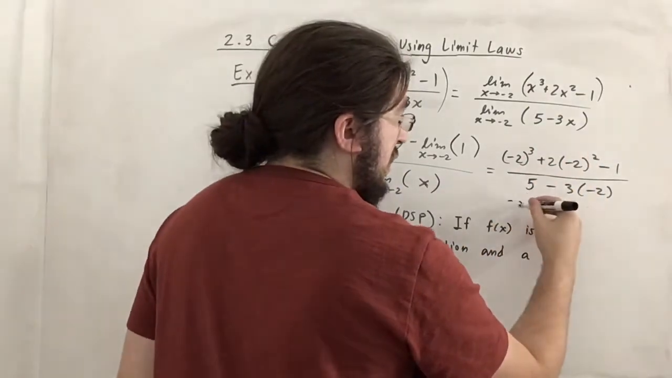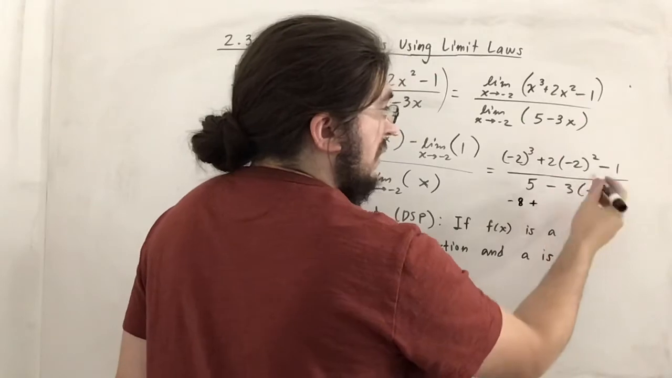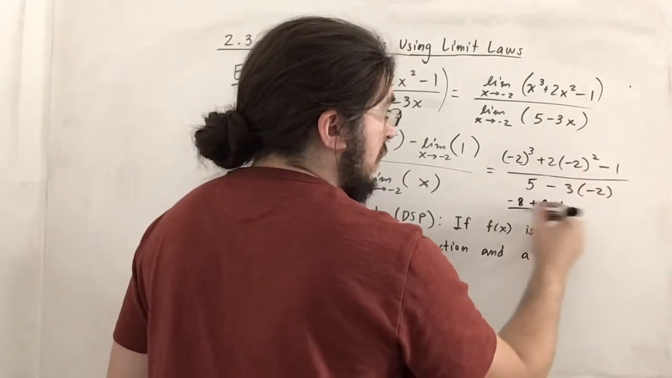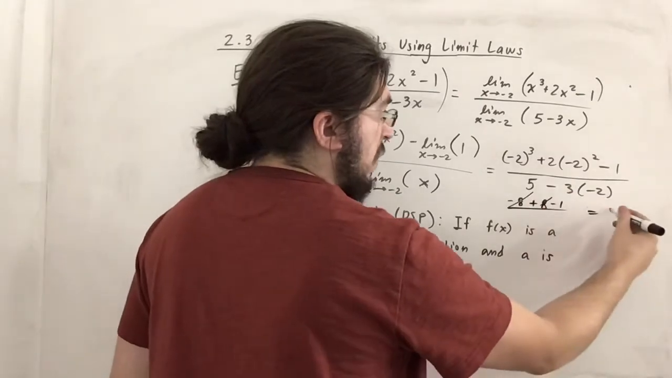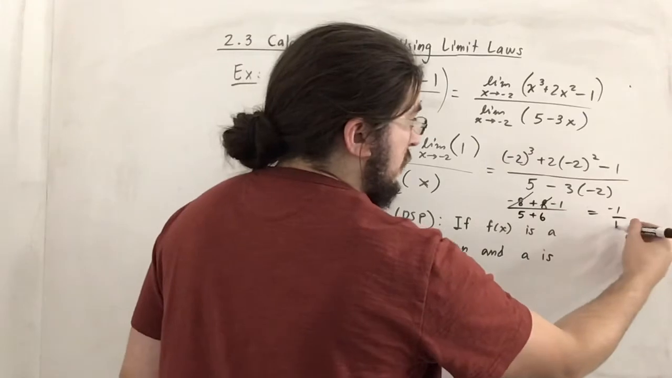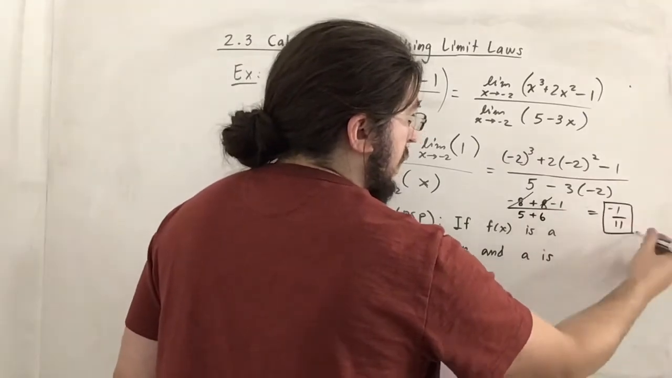We get -8 plus, that's going to be 2 times -2 squared is positive 4, so that's also 8 minus 1. So those cancel, so we just get -1 on top. This is going to be 5 plus 6, so that's -1 over 11 is what I'm getting here.